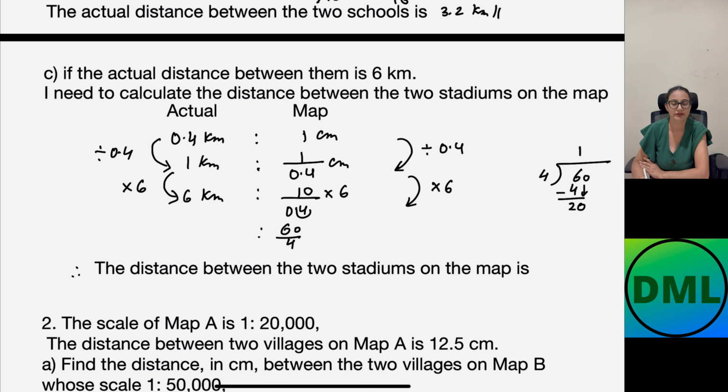4 times 5 is 20. Let's write down 5 here and this will be 20 and subtract it. Your answer will be 0. This will be equal to 15 centimeter. The distance between the two stadiums on the map is 15 centimeter. This will be your answer.